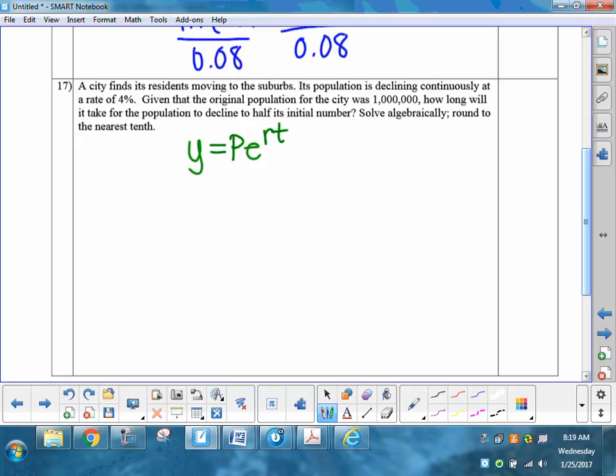Now let's figure out how to plug into the PERT, because this is where it gets good. What do we need to have on the outside here? Hands up, please, when you can tell me.